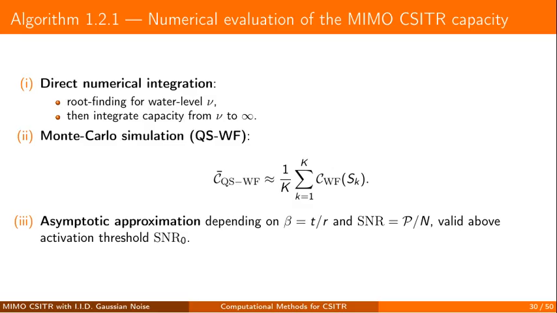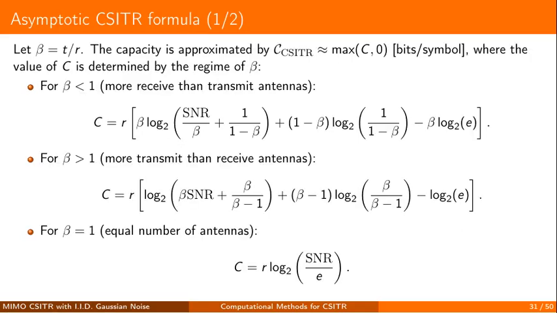It is accurate, but only above a specific activation threshold, which we'll describe in a moment. The asymptotic CSITR formula is piecewise, with three cases depending on whether the transmitter has fewer, more, or the same number of antennas as the receiver. In each case, the capacity comes out as a combination of logarithmic and linear terms in the SNR, closed form, fast to evaluate, and scaling linearly with the receiver size.